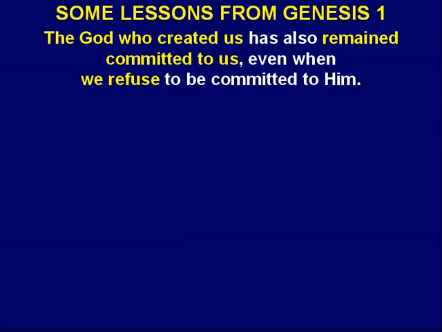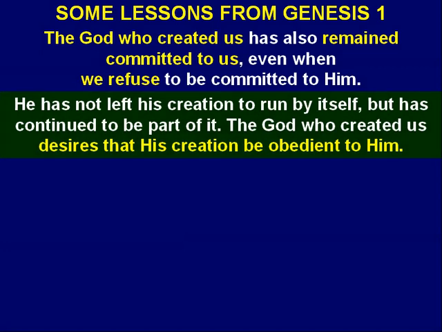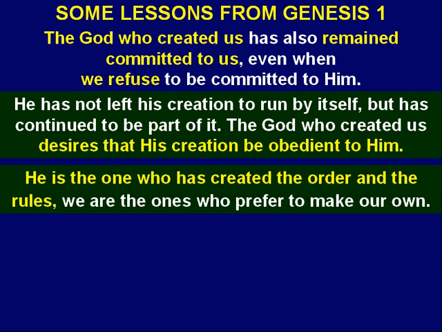The God who created us has also remained committed to us, even when we refuse to be committed to him. He has not left his creation to run by itself, but has continued to be part of it. The God who created us desires that his creation be obedient to him. He is the one who has created the order and the rules. We are the ones who prefer to make up our own.